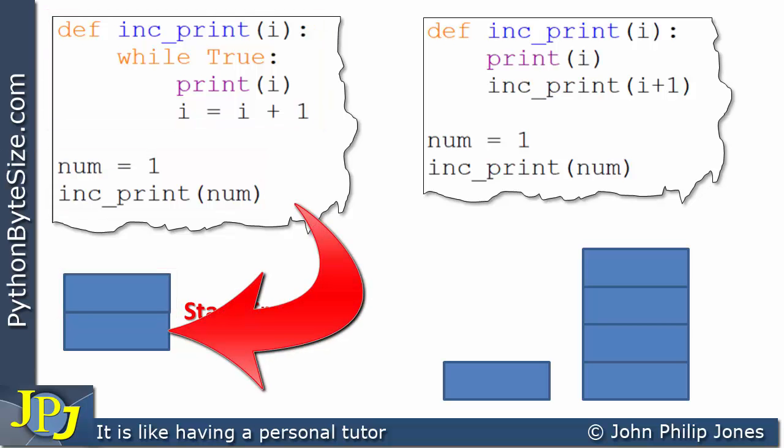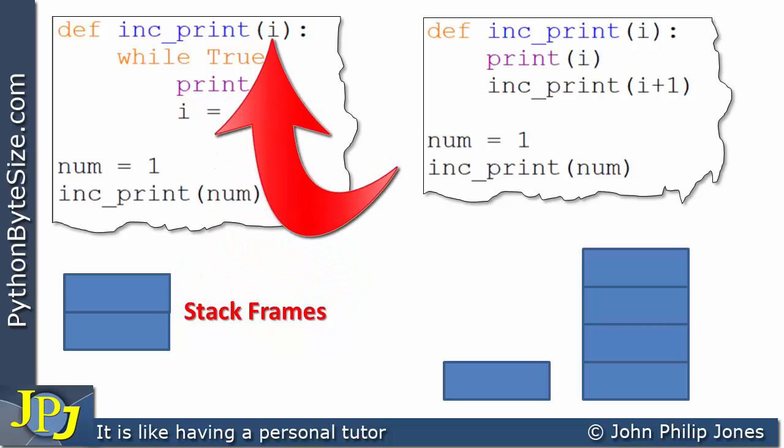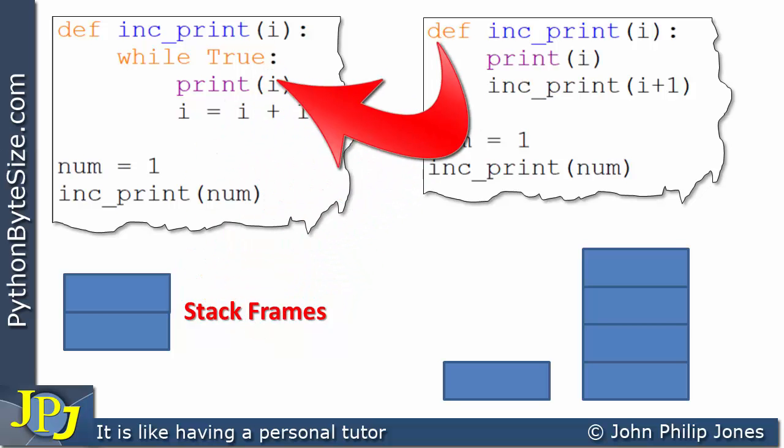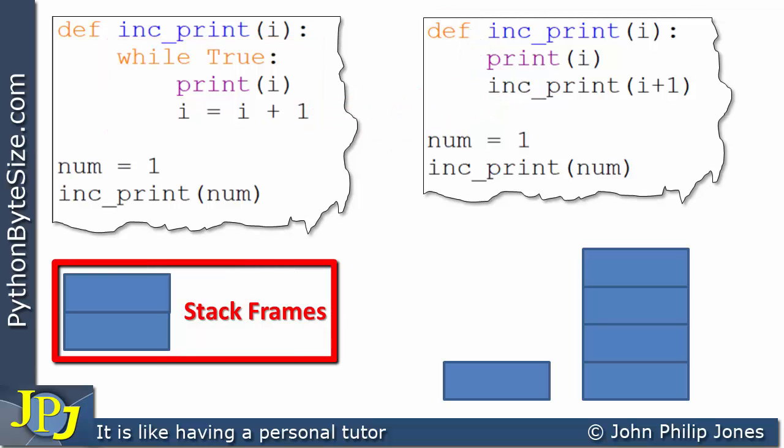And of course this frame will have a variable NUM with the value of 1, and this frame will have a variable set aside called I, and that value of I will increase every time we go round this loop. So here you can see we've got stack frames, and that's the normal way in which we would look at the memory for an executing program.